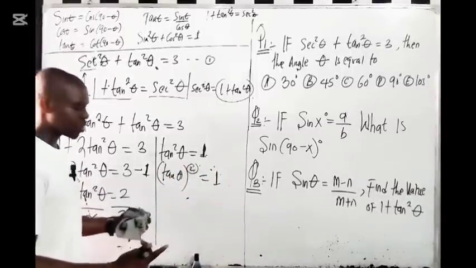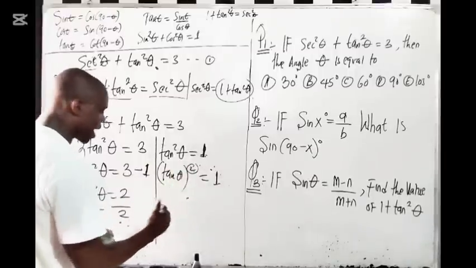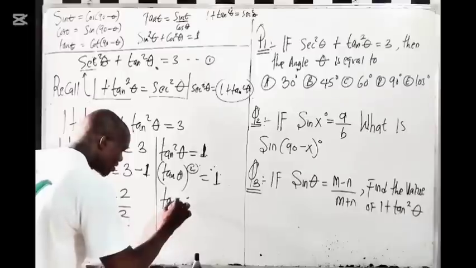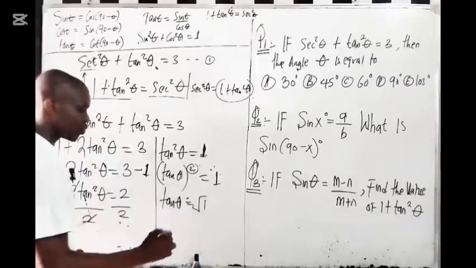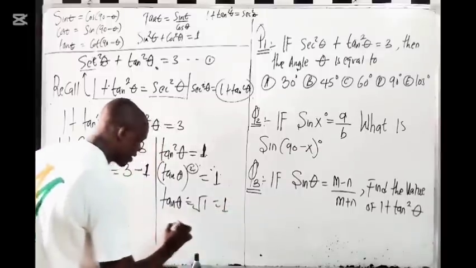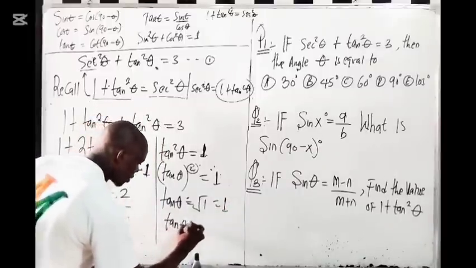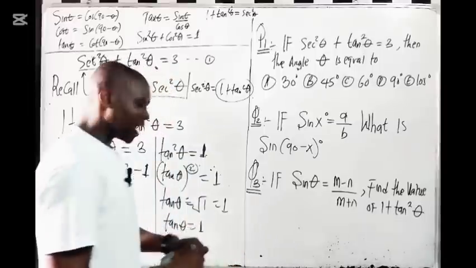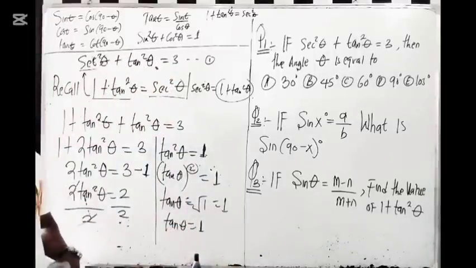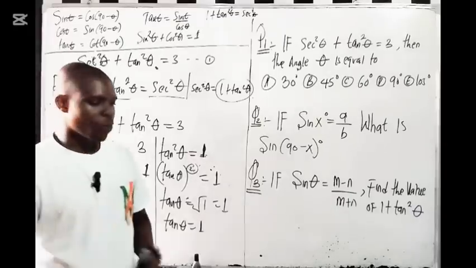So if I take the square root of both sides to remove this square here, what will happen? We now have tan theta equals the square root of 1, and the square root of 1 is still 1. It's okay. Tan theta equals 1. So at what angle will tan theta give me 1?